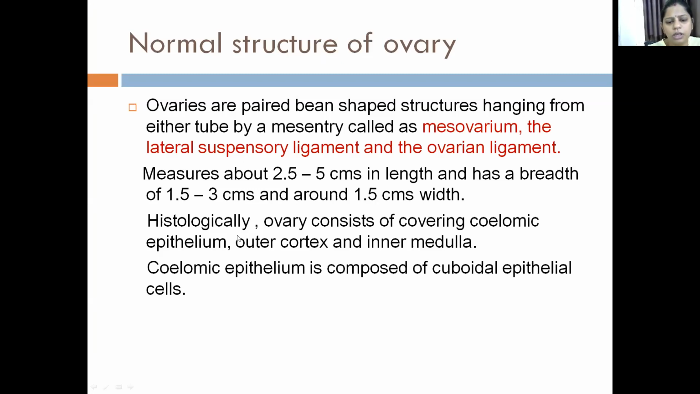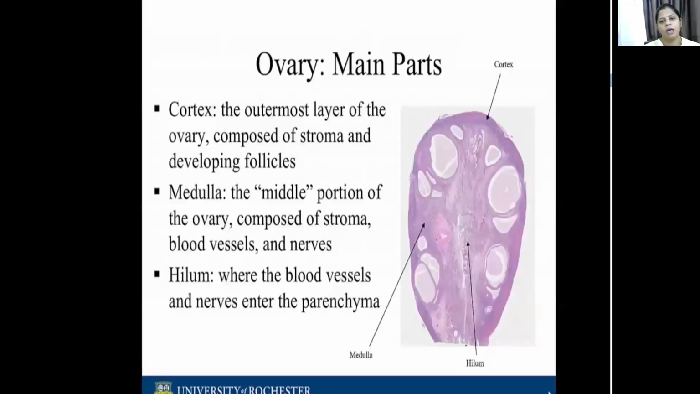Coming to the histology, the ovary consists of an outer covering of coelomic epithelium, and on cut section it has an outer cortex and an inner medulla. The coelomic epithelium is primarily composed of cuboidal epithelial cells. So the main parts of the ovary, as I already told you, are the outer covering of coelomic epithelium, which is the cuboidal epithelium, then an outer cortex and an inner medulla. And this is the hilum.